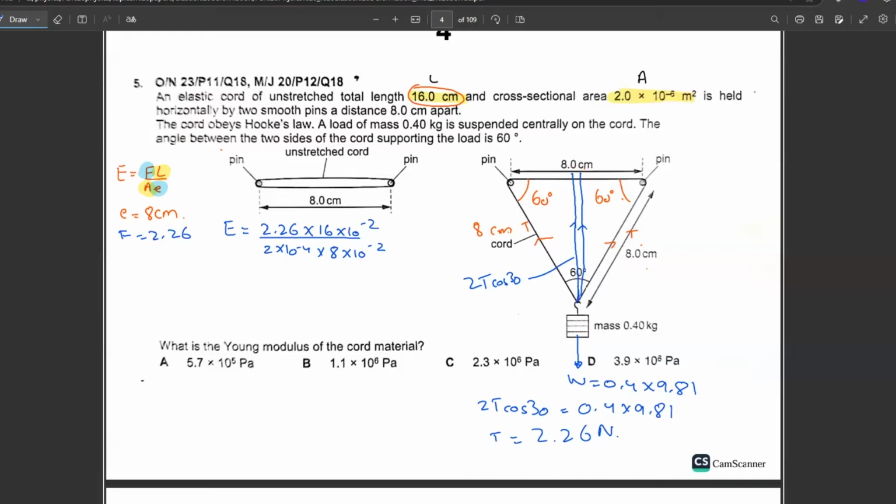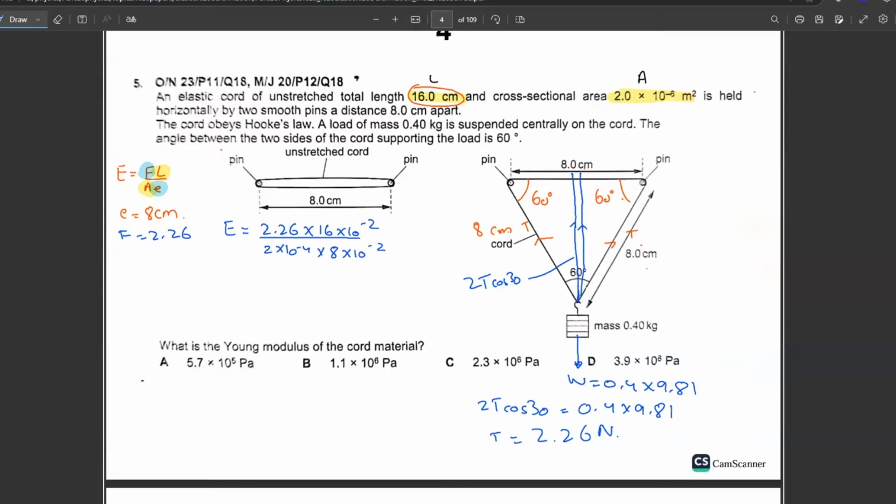Let's see what our Young's modulus comes out to be. 2.26 into 10 raised to the power of minus 2 into 16 divided by 2 into 10 raised to the power of minus 4 into 8 into 10 raised to the power of minus 2, I guess. Yes. Minus 2. What is your answer? Your answer comes out to be.